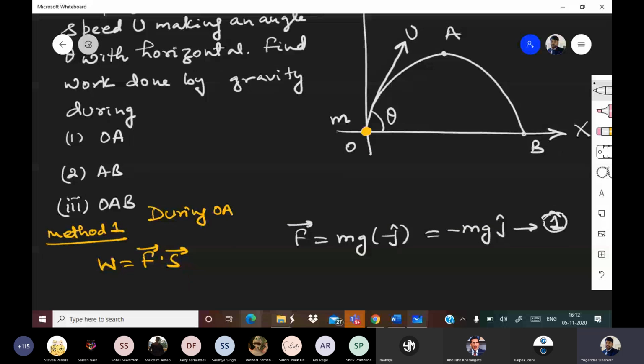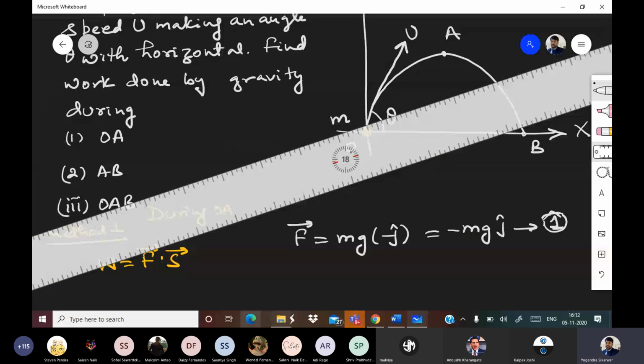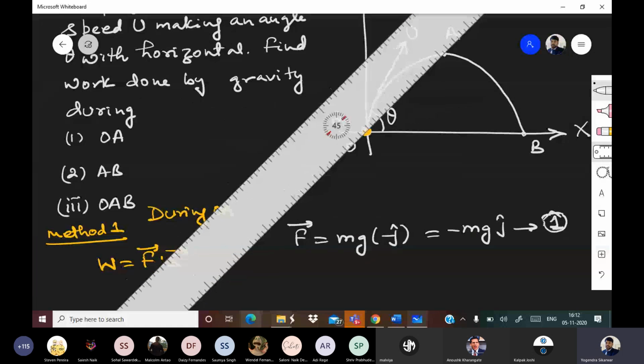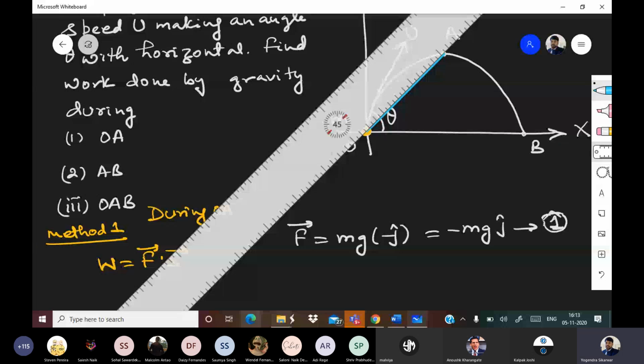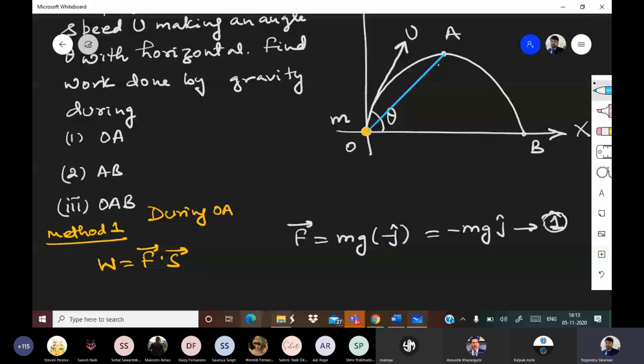Now everyone please pay attention. Your displacement OA vector is basically this vector. Now if you see, this point is 0, 0, this point is r, 0, and this point is r by 2, 0. This point will be r by 2, h max. Point A is r by 2, h max.